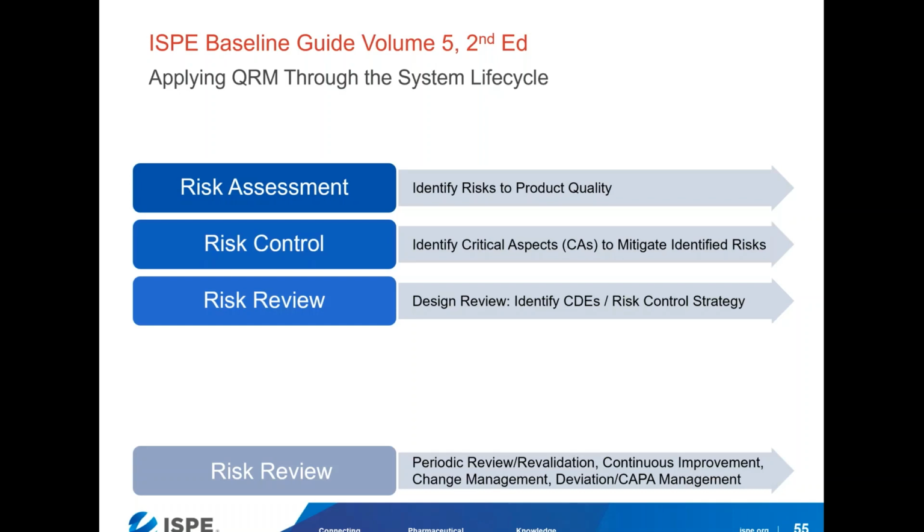Change management can continue to be differentiated between engineering change management and quality change control based on impact to critical aspects, and deviation and CAPA management can use product and process knowledge to better ensure effectiveness of CAPAs.